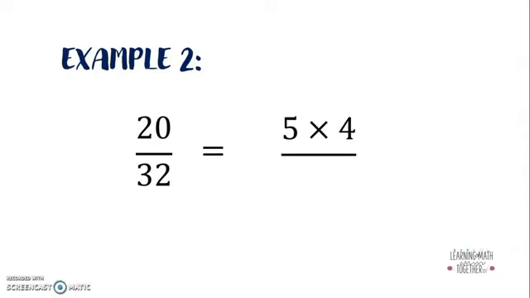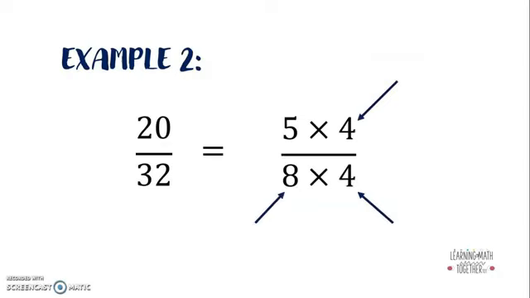Now let us discuss the last example. Simplify 20/32. So we will do the same. We get the factors of 20 and 32. The factors of 20 are 5 and 4. The factors of 32 are 8 and 4.